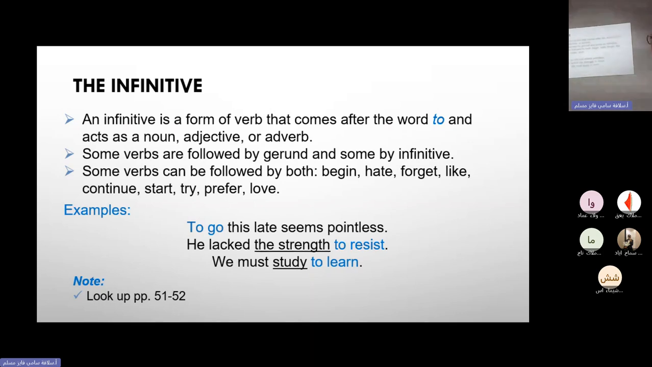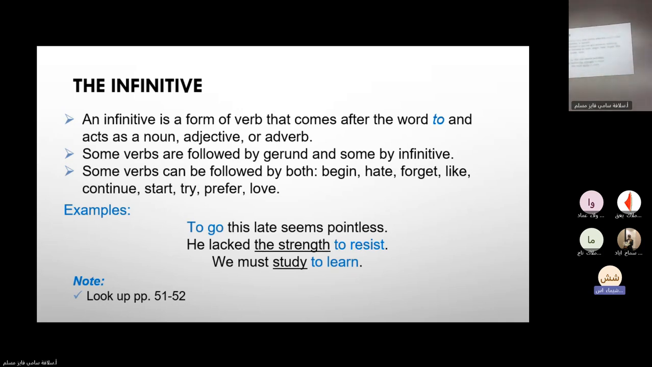Example يا شيماء. To go to this place seems pointless. To go أجا محل noun. Okay? اللي بعده.